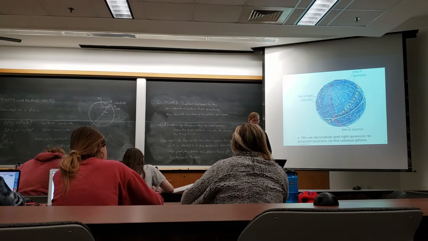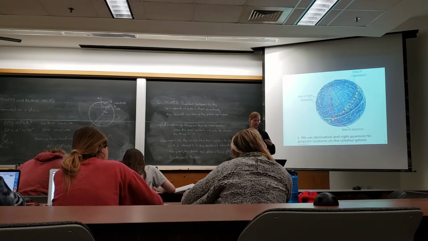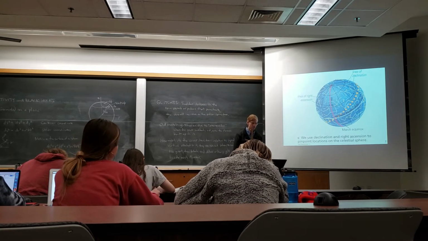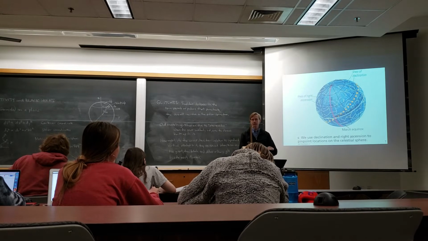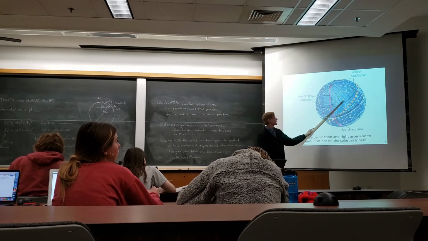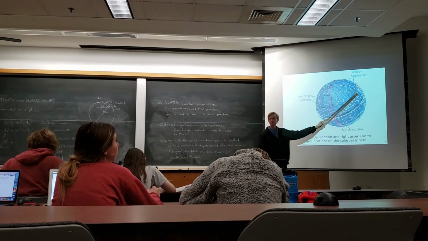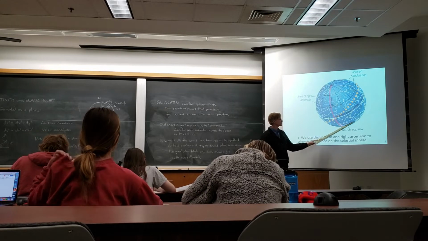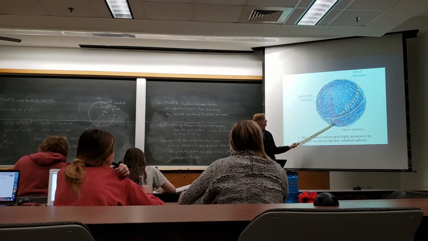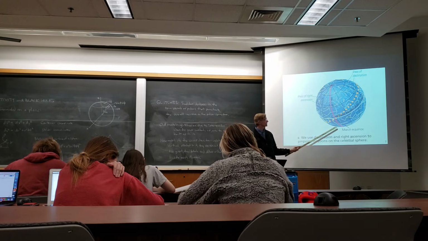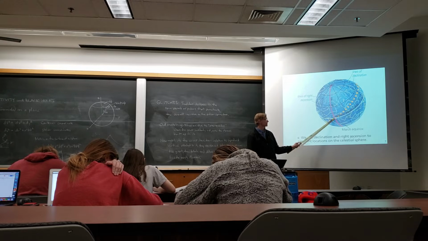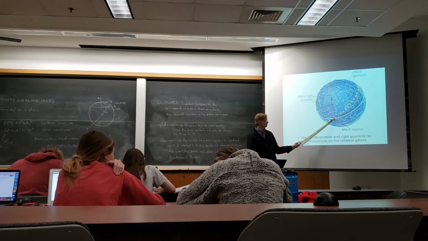So declinations north of the celestial equator are called positive, south of the celestial equator are called negative. So this circle right here, this line of declination, everywhere along it is plus 30 degrees declination. Everywhere along this circle is minus 30 degrees declination. And then for right ascension, the equivalent of Greenwich is the March equinox. So 0 hours of right ascension is the March equinox.